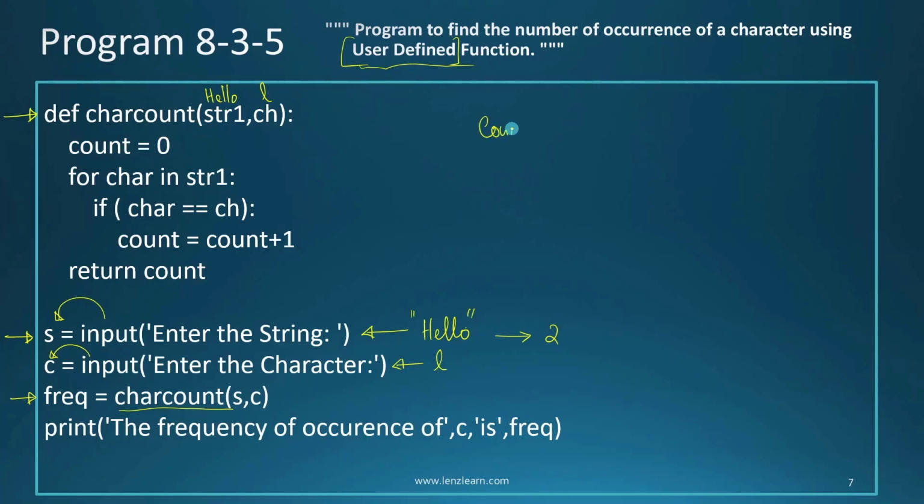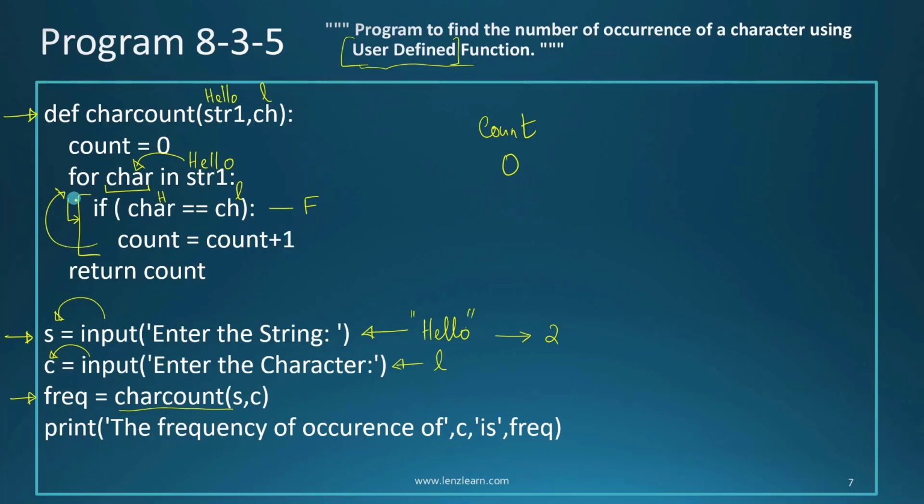First I have a variable called count with initial value 0. Next I have a for loop with control variable char. It takes each character from str1. Right now the value of str1 is hello, so the first character, capital H, will be loaded into char. Inside the for loop I have an if condition check: I will check whether char is equal to ch. The value of ch is L, and right now the value of char is capital H. So I am checking whether H is equal to L. This is false, so count will not be incremented.